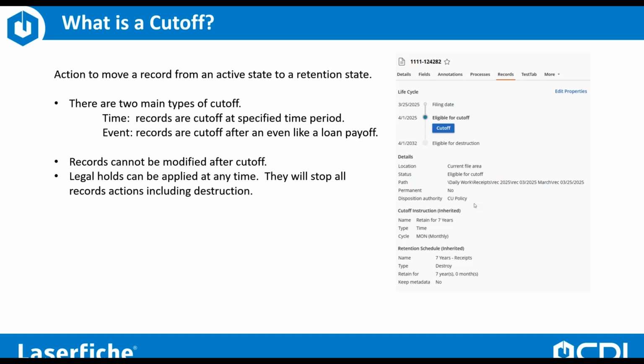The other type is an event. An event is some external activity that will trigger a record to be cut off and moved to a retention period. For example, you may want to store a paid consumer loan for 2 years after the paid date. So the triggering event is when the loan is paid off. Then, after 2 years, the loan is eligible for destruction. Reports provide records managers with the information on which records are ready for cutoff.